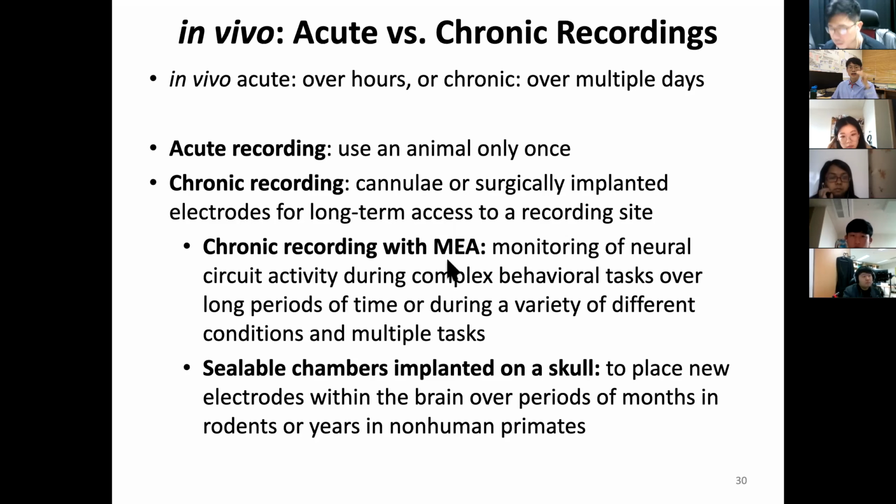Even multi-electrode arrays you can actually implant, to monitor neural circuit activity during complex behavioral tasks over long periods of time, or during a variety of different conditions and multiple tasks. So in that case, you do need a chronic recording. I already showed you chambers implanted on a skull for placing new electrodes within the brain over periods of months in rodents, for example, like windows and electrodes, or in non-human primate monkeys we can study over years.